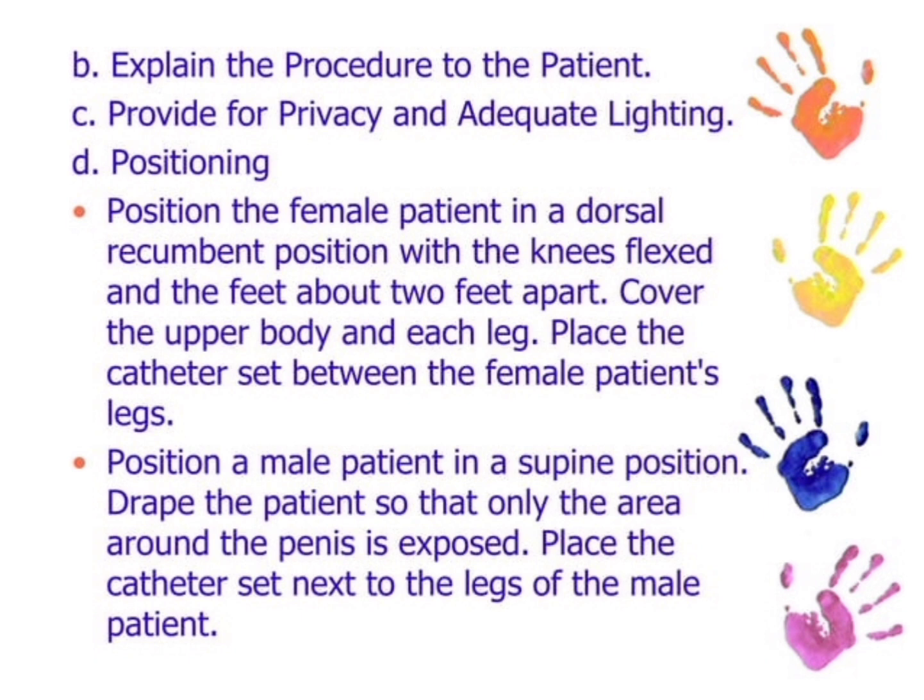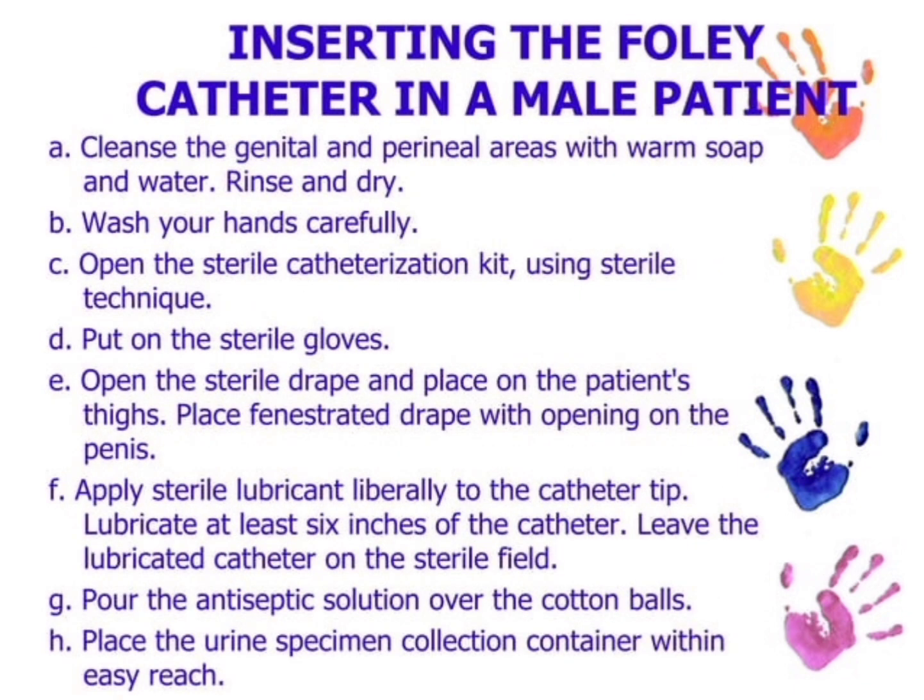Place the catheter set between the female patient's legs. Position a male patient in a supine position. Drape the patient so that only the area around the penis is exposed. Place the catheter set next to the legs of the male patient.